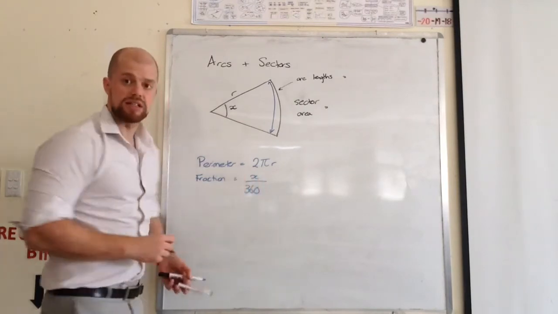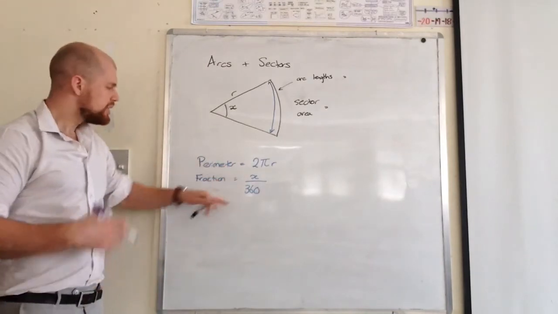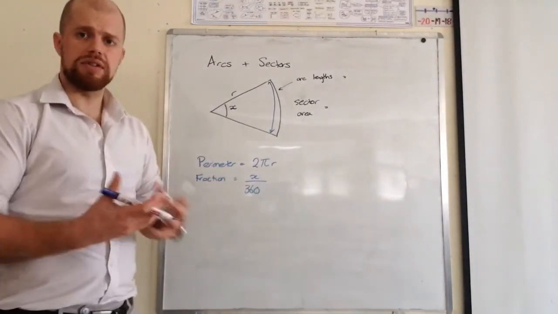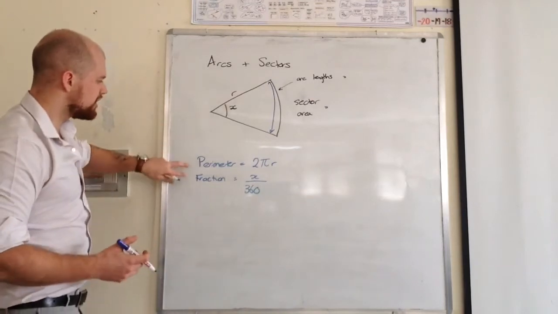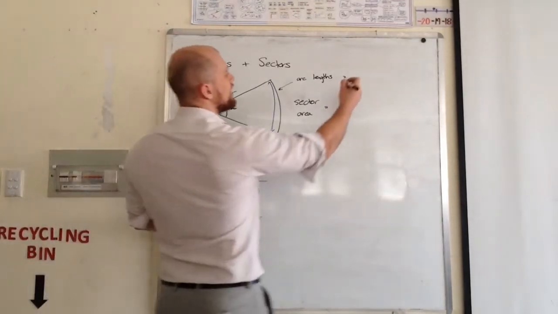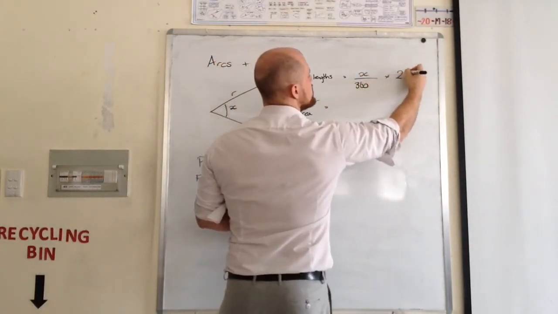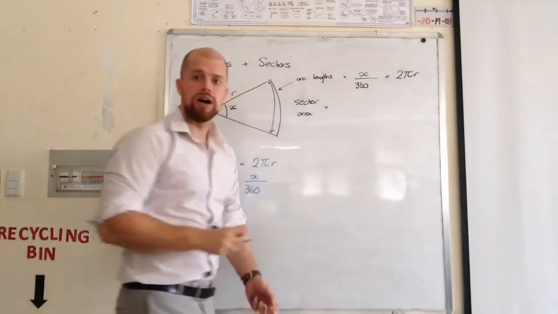I'm just going to rub the degrees sign out though, we don't need it. So x out of 360. So if you think about taking a fraction of an amount, you just multiply the fraction by the amount. So that's what we're going to do here. The arc length is x over 360 times 2 pi r.